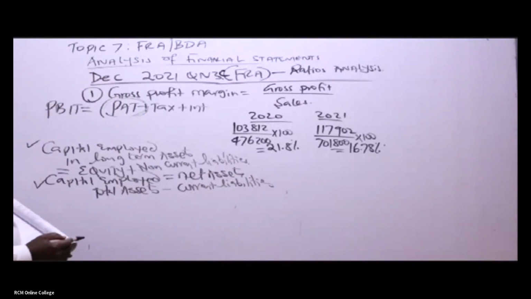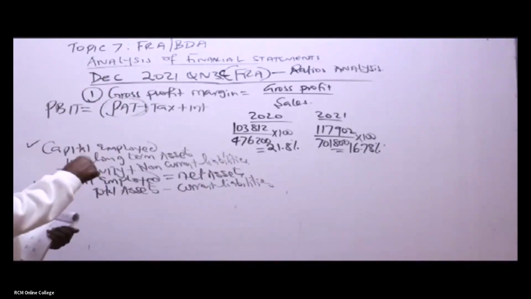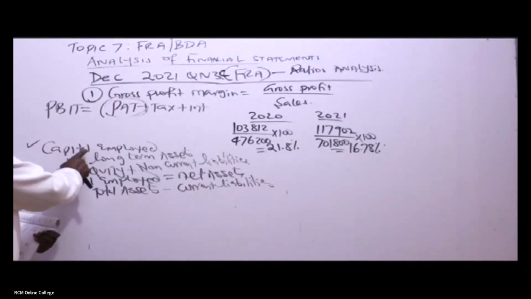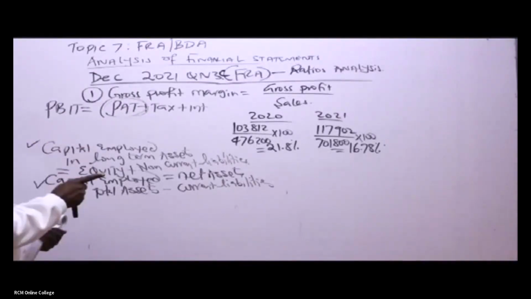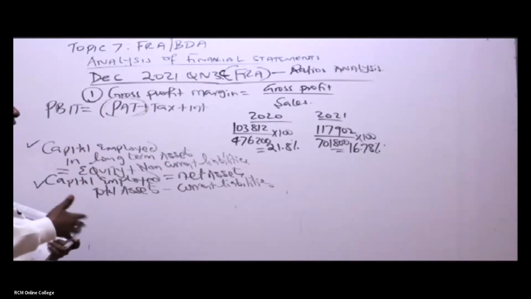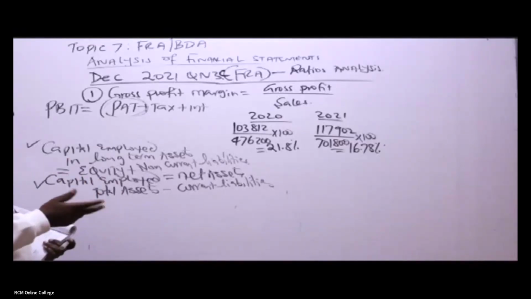Yeah, total assets minus current liabilities. And you must know both of them. Like now, the question that we're doing here, there's no way you can use the first approach. Most of the questions will require you to use the first approach. This question wanted us to use the second approach of getting capital employed, which is the same as net assets, which is total assets minus current liabilities.